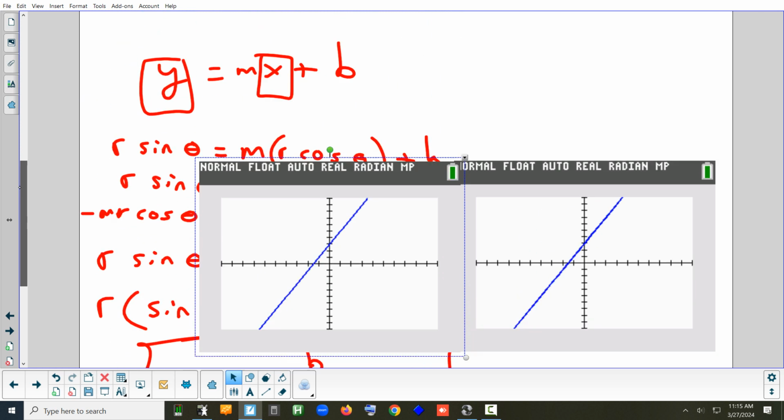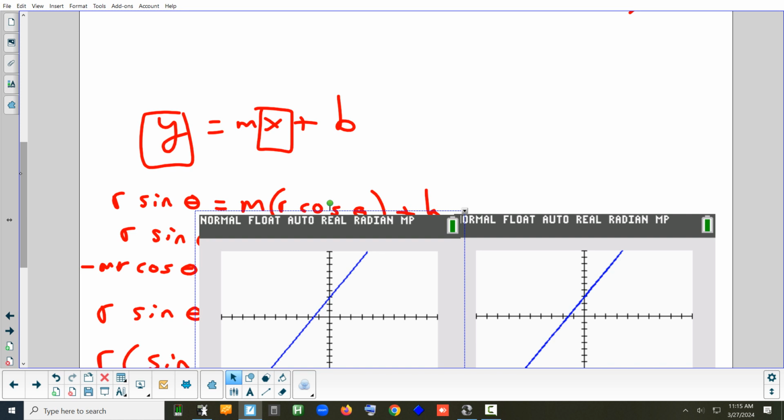If you make those two substitutions for x and y, you can take pretty much anything that's y equals, and you could convert it to polar. Parabolas, anything you want.